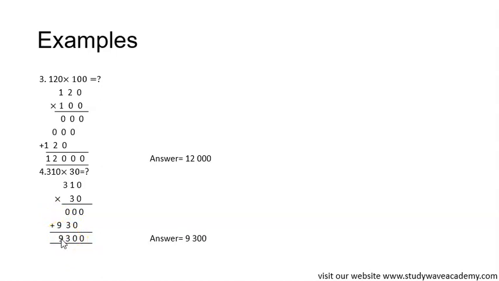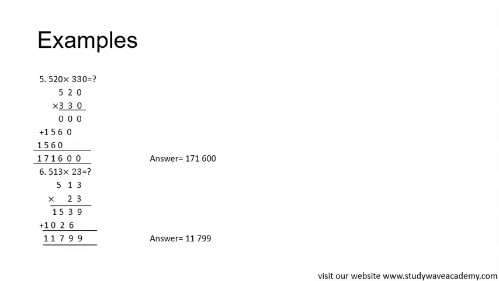So we have 9,300. So when you multiply 310 times 30, your answer is going to be 9,300. Okay? Do we understand that? We can now multiply 3-digit numbers on our own, right? Okay, good. So next, we're going to be looking at another example.